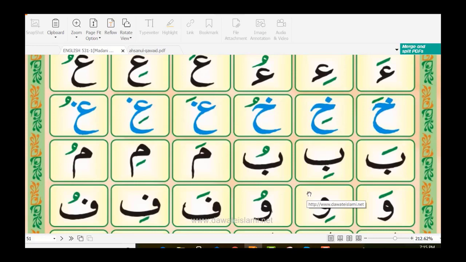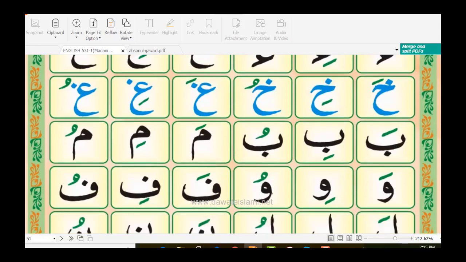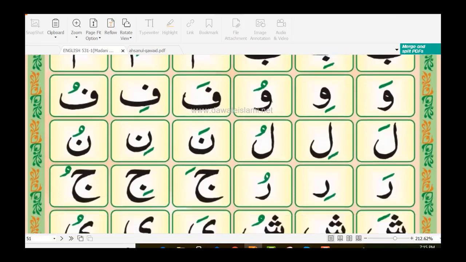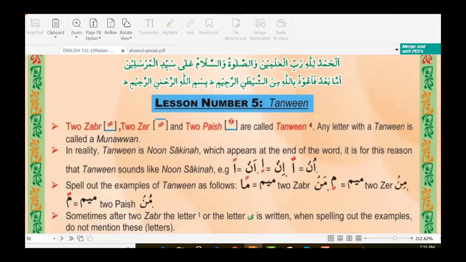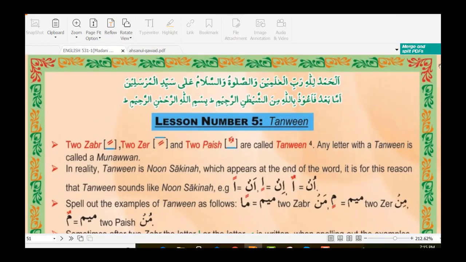I chose for you some of the portion from lesson number 3 and some of the portion from lesson number 4. This is a good practice we have done, alhamdulillah, and we are starting now lesson number 5. If you see the heading of lesson number 5, it is in front of you. Lesson number 5 is about tanween.